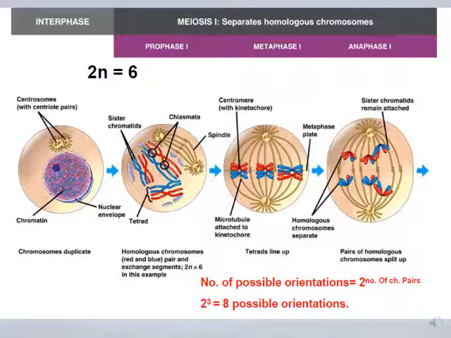Here is the figure showing interphase. Meiosis 1 separates homologous chromosomes. Meiosis 1: prophase 1, metaphase 1, anaphase 1. These are the tetrads that I told you about. These are the tetrads here, 2n equals 6. So the number of possible orientations here is 2 to the power of the number of chromosome pairs. How many pairs do we have? 3. So 2 to the power 3 is going to equal 8.